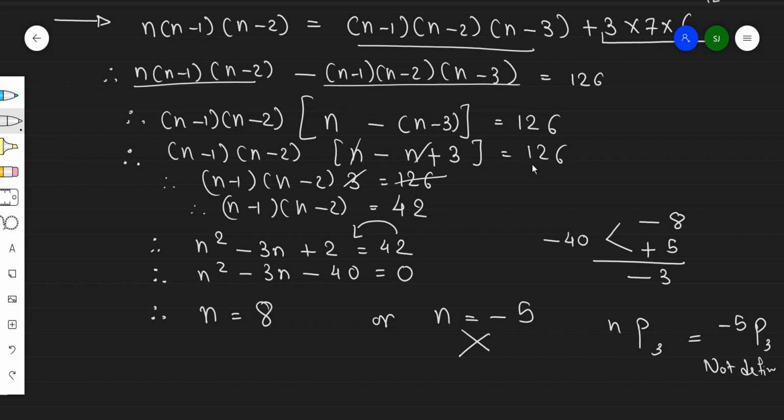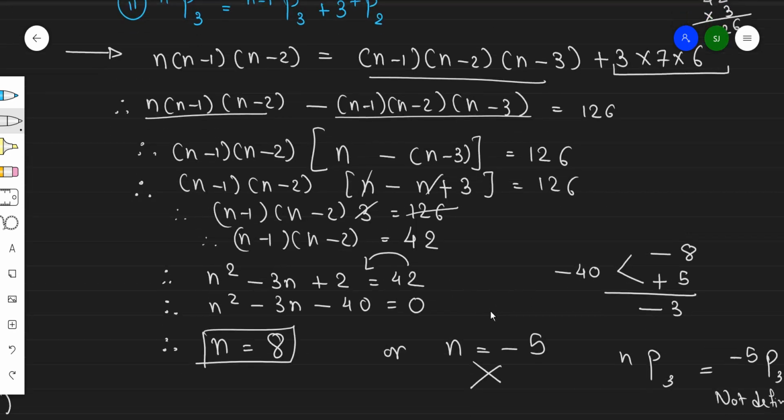Correct? Hence, this is not true. Therefore, the possible value of n is nothing but 8. So the question is simple. We just have to do the basic mathematics by applying the formula. Okay, so let's discuss one more problem in this video.